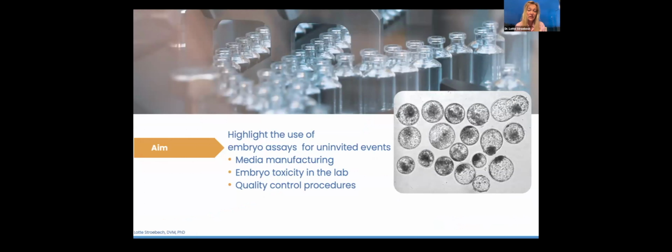My aim of the talk is to highlight the use of embryo assays for unintended events, obviously for media manufacturing, but also embryo toxicity in the lab and in quality control procedures. This is a picture of bovine blastocysts on day 7, and you'll find that my heart lies with the bovine embryo assay as the most valid one to test and evaluate performance of media, plastics, whatever you introduce into the lab.